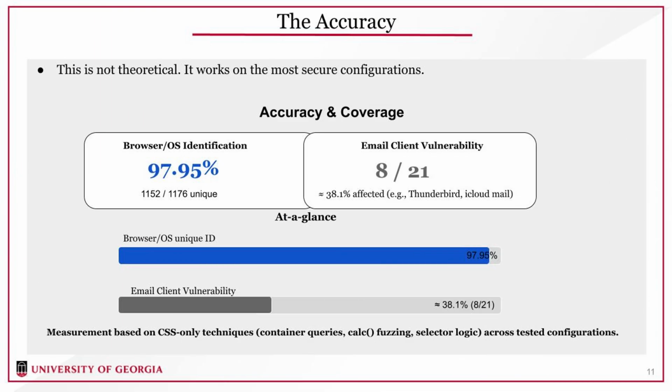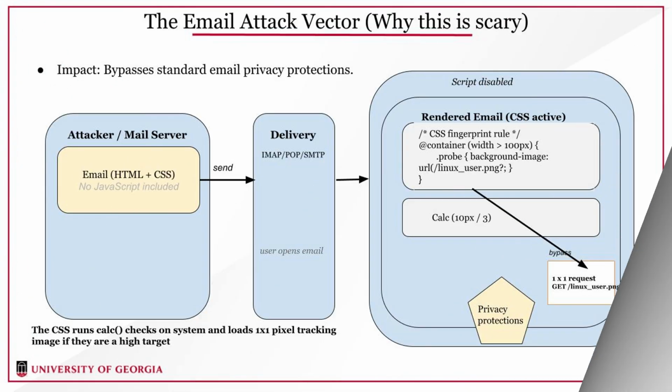That demo showed a single check, but when the authors scaled this up, the results were staggering. They tested this on over 1,000 browser and operating system combinations. They achieved 97.95% accuracy in uniquely identifying the pair. Perhaps more concerning is the email client vulnerability. They found that 8 out of 21 tested email clients were vulnerable. This includes major secure clients like Thunderbird and iCloud Mail.